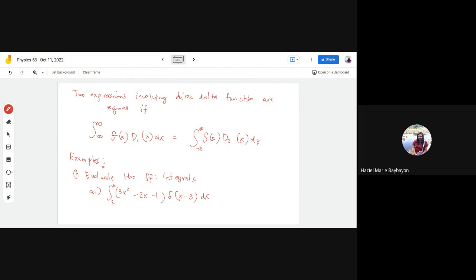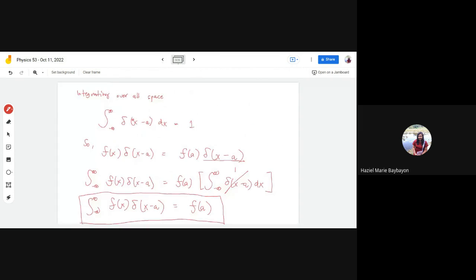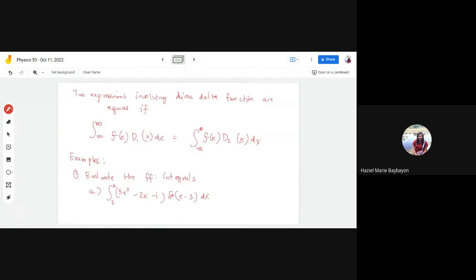Okay, so according to this one, you have the integral of f of x multiplied by a Dirac delta function. This is just equal to f of a. So as you can see here, our a is 3. So this is our a.